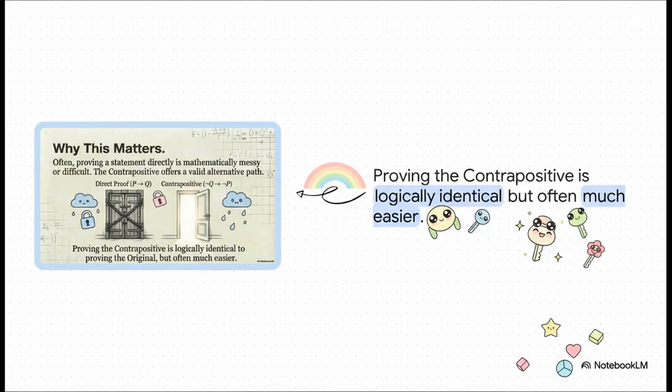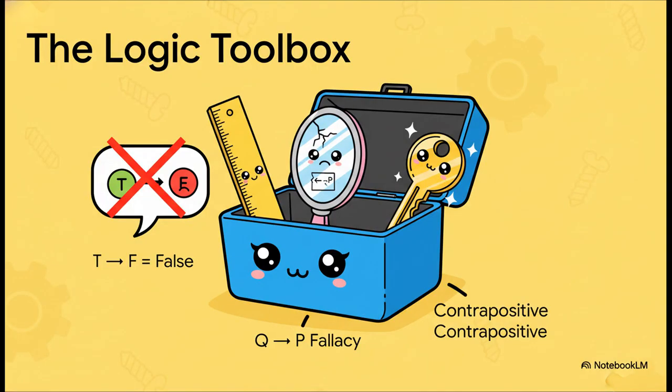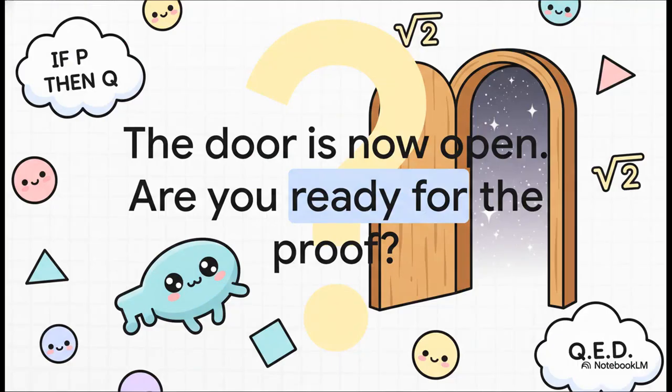It's a game changer. So let's do a quick recap of our complete toolbox. First, the golden rule. An implication is only ever false if true leads to false. Second, the converse fallacy. Don't you ever assume that just flipping it to if Q, then P is true. And third, our new power tool, the contrapositive. If not Q, then not P, is your secret backdoor to the truth. We now have the logical key. The door to proving that the square root of 2 is irrational, it's standing wide open in front of us. The only question left is, are you ready for the proof?